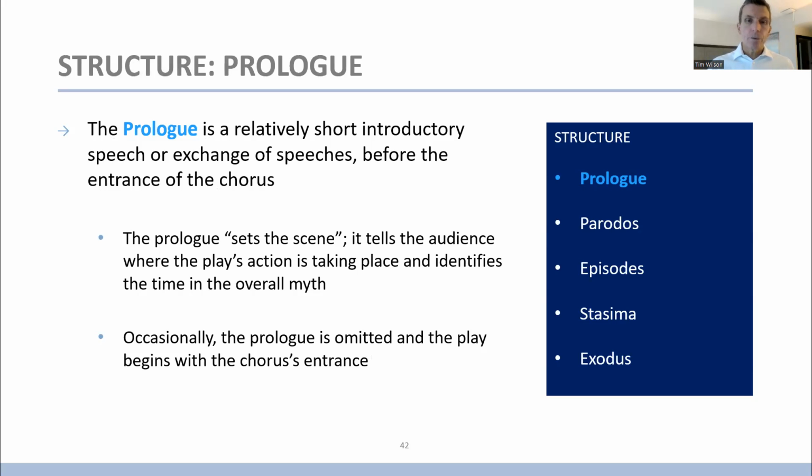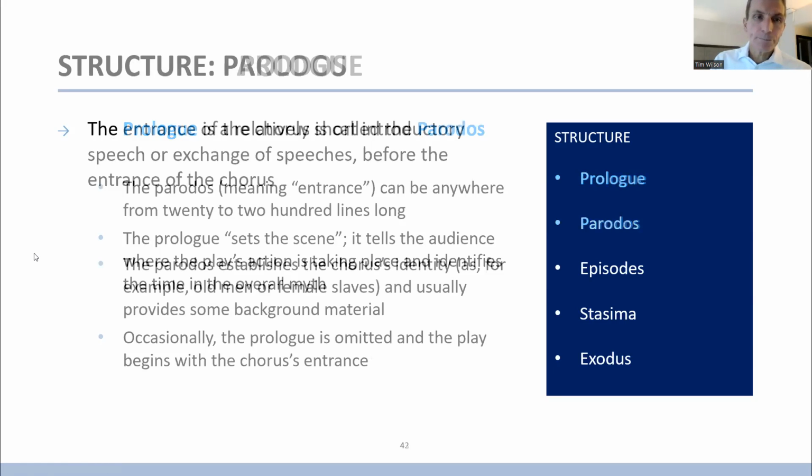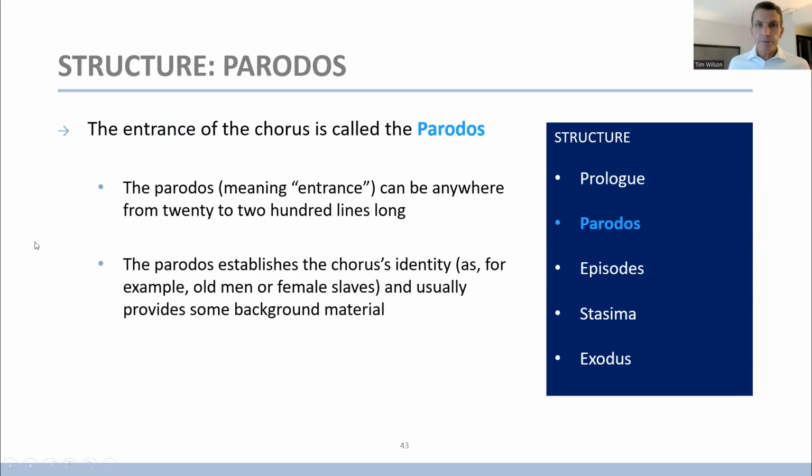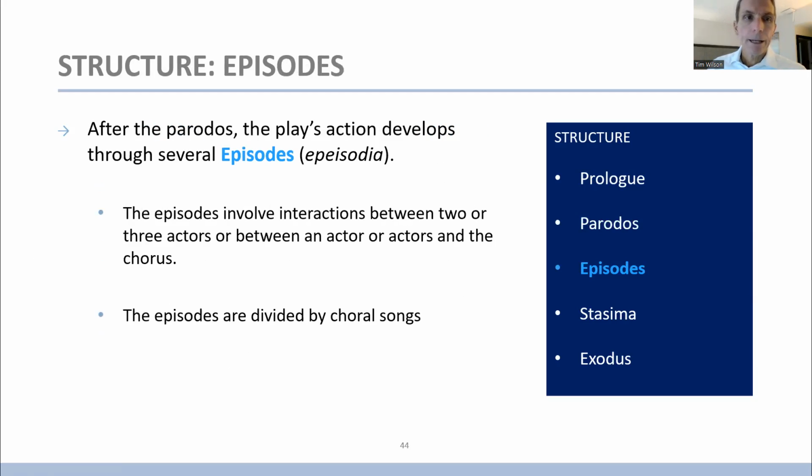Sometimes the play may start directly with the chorus's entrance, which is called the parodos, but generally they have this prologue. And the entrance of the chorus is called the parodos, which literally means entrance. They sing a song as they enter, which establishes the chorus's identity as, for example, old men or female slaves, and provides some background.